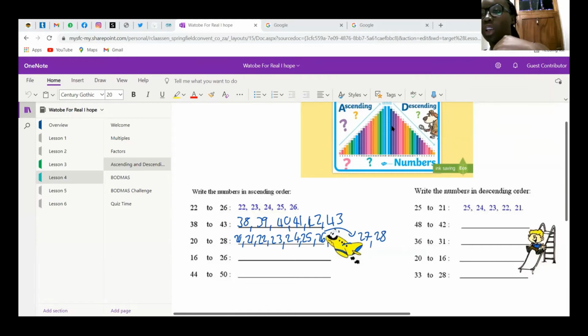All right, Tebogo, you're up. Can you get the next one for us? Awesome stuff, Tebogo. Well done. All right, Tebogo, 16 to 26 is all yours. Let's go.